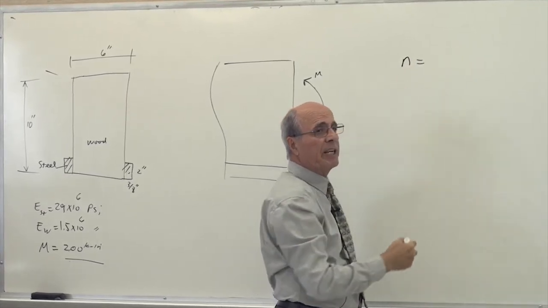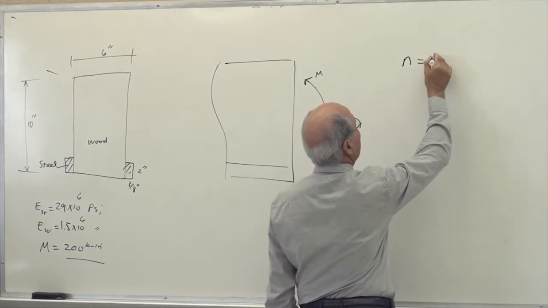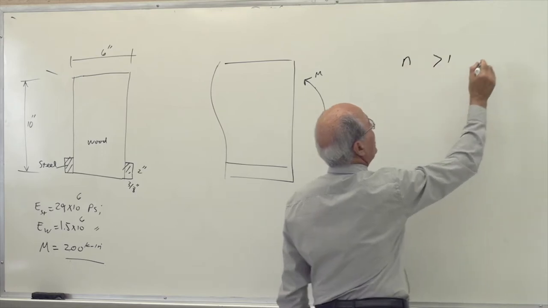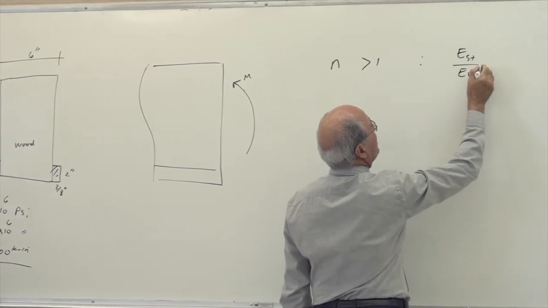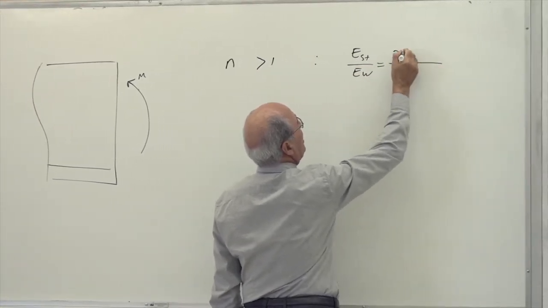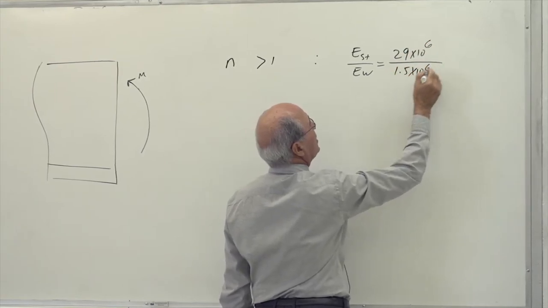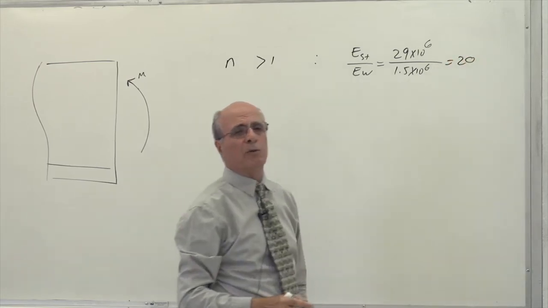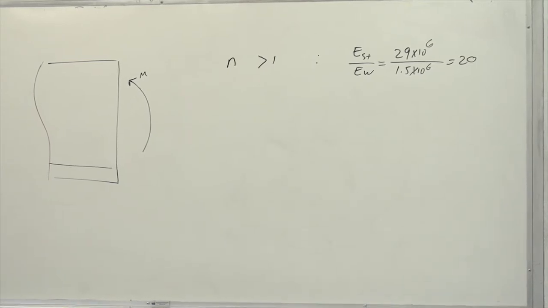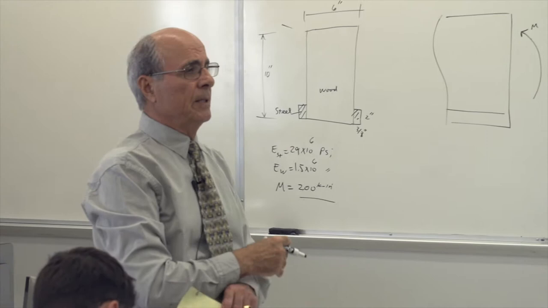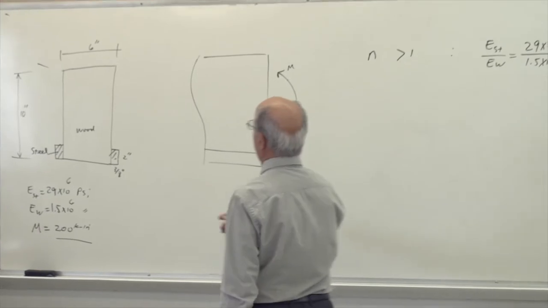The N usually is the ratio of the modulus of elasticity. You can take the N larger than 1, so let's call it this way, which gives you the following scenario. E of steel over E of the wood becomes equal to, for this problem, 29 times 10 to the power of 6 divided by 1.5 times 10 to the power of 6, which for this problem is a ratio of 20 to 1. Technically, in effect, E of steel is 20 times larger than E of wood. When you do that, that means I have to multiply this thickness.